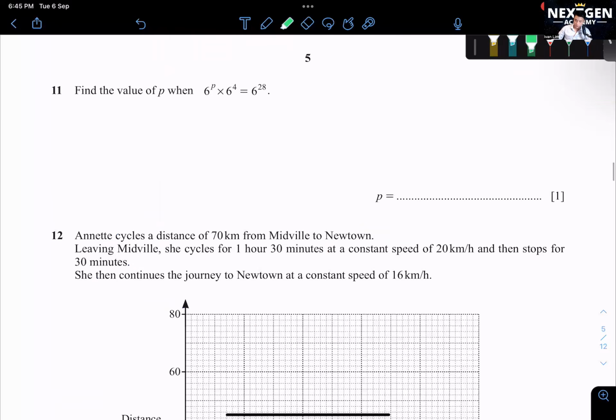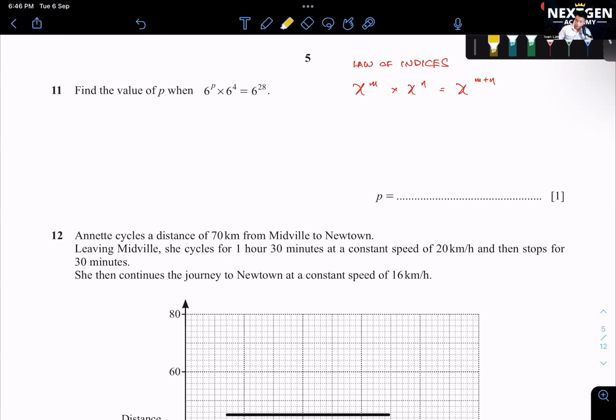Question 11. Find the value of p when 6 to the power of p times 6 to the power of 4 equals 6 to the power of 28. What is this? Our law of indices. If I have the same base, x to the power of m times x to the power of n, it can be x to the power of m plus n. All these are the laws.